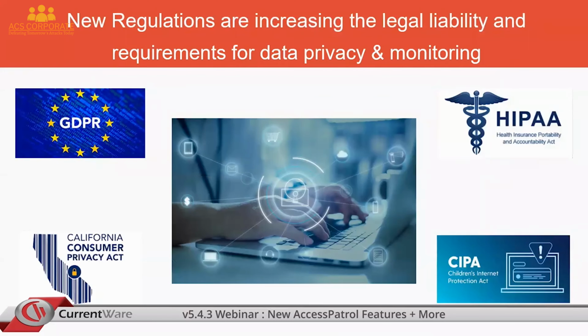The third major trend we've seen is how new regulations are increasing the legal liability and requirements for data privacy and monitoring. GDPR has been around for a number of years, but new regulatory acts such as the California Consumer Privacy Act that just came into effect this year, along with HIPAA and the Children's Internet Protection Act, all mean that organizations have to be more cognizant of how they're dealing with data, the type of information they're collecting, and the security related to this. This market is only going to evolve.